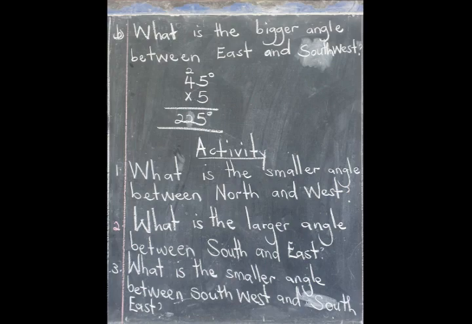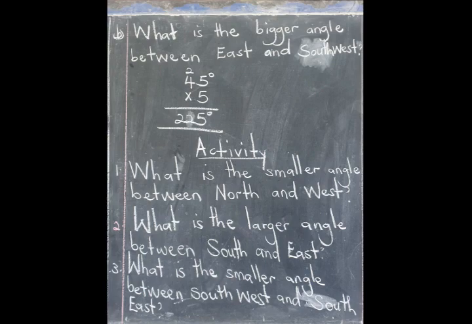So 45 times 5. When I multiply here, 5 times 5, I'll get 25. I'll put the 5 down and I keep that 2. Then 5 times 4 will give me 20. Plus that 2 I kept, that will make it 22. So when I put the numbers together, I'll get 225 degrees. Children, observe my examples properly.